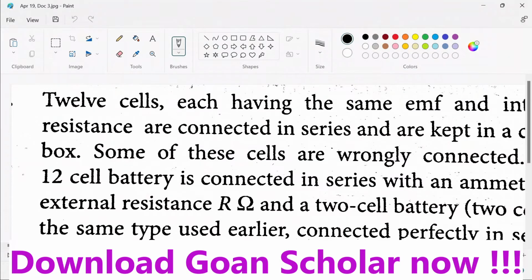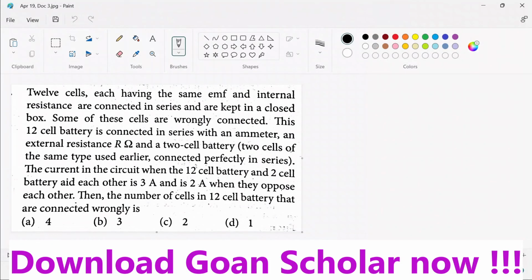Let's move to problem number 3. Okay, let's move to this one. So this is a quite important question because it is conceptually very rich. You have to read this question very carefully. So let me read it here.